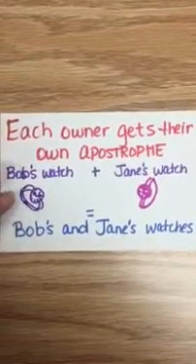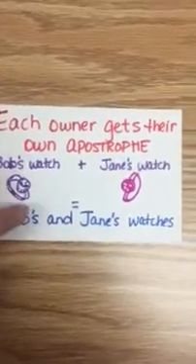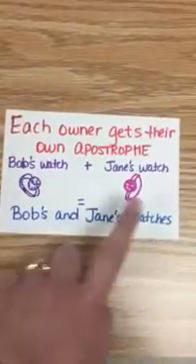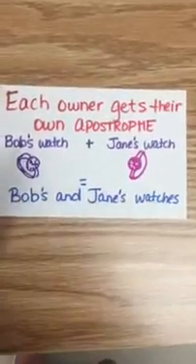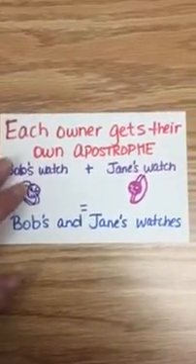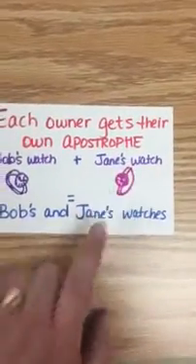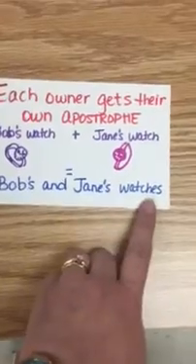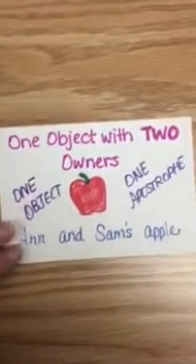So let's talk about owners that share items or have multiple items. So for example, let's say Bob and Jane each have a watch. We want to talk about Bob's and Jane's watches. There are 2 watches. Each watch has its own owner. Bob has his own watch. Jane has her own watch. So since each person owns their item individually, each of them gets their own apostrophe S. So we have Bob's watch. We have Jane's watch. We have Bob's and Jane's watches. 2 watches, 2 owners, 2 apostrophes. Make sense?